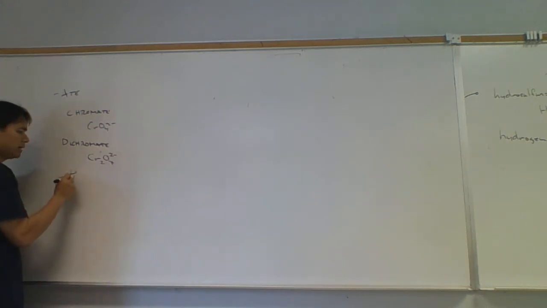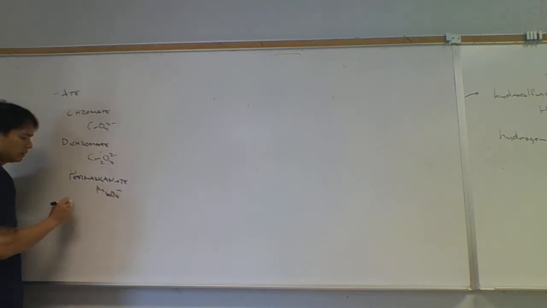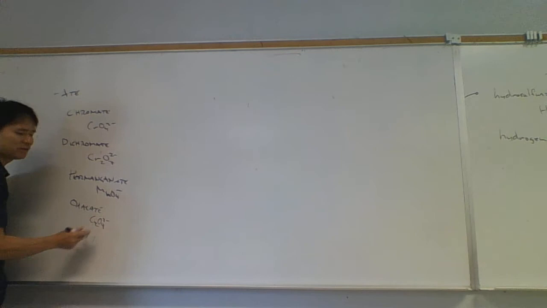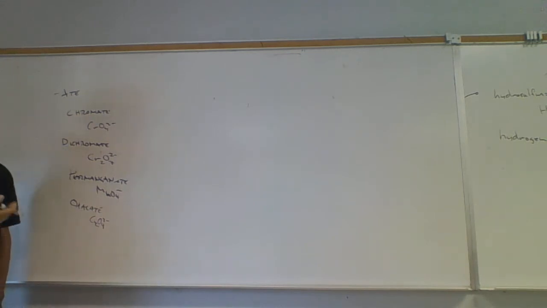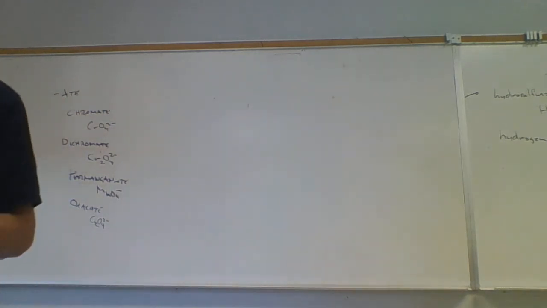And then we have permanganate, which is different than the per- ions that we covered earlier. This is permanganate, MnO4 minus, and then we have something called oxalate, which is C2O4, 2 minus. But do we want to have to memorize all these? Do we want to have to do flashcards for all these? Or write each one over and over? No. If we had some kind of pattern, we could save ourselves a lot of memorization.